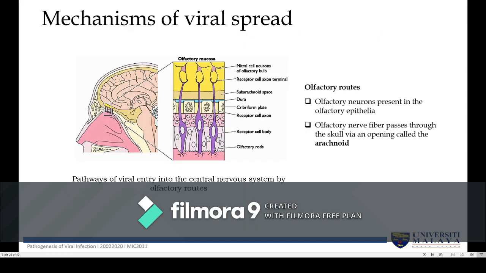Okay, and the last one is the olfactory route. This is the one that I mentioned, the nerve to sense. It's near our nose. This is the arachnoid, the opening. This is where the virus can actually invade the brain, through this opening called the arachnoid.